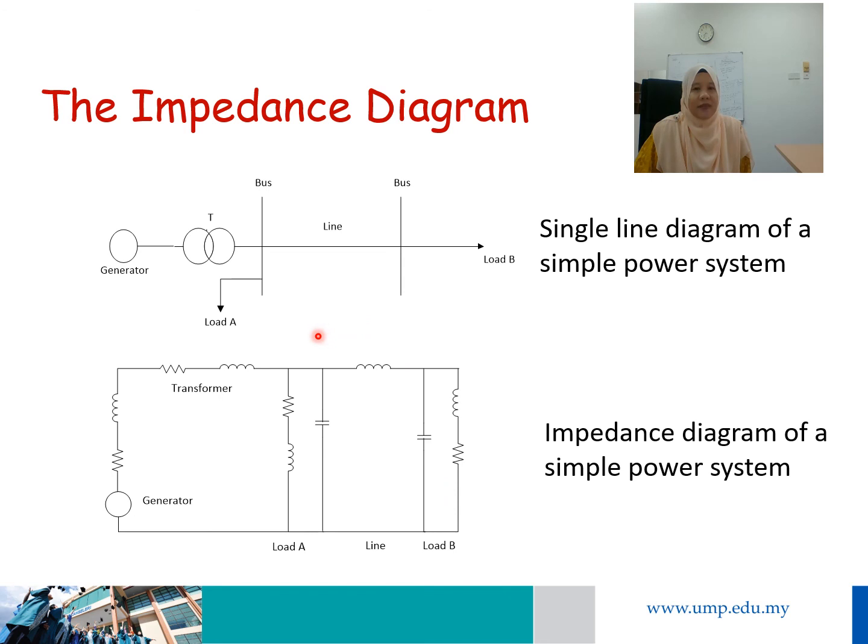But sometimes the capacitance value, the reactance due to capacitance, can be neglected if the value is small. And this is the impedance of load B. So we can see that load A and load B are connected in parallel to each other.